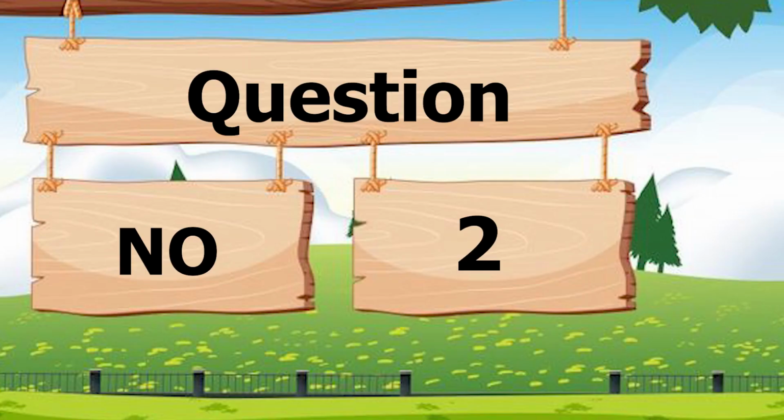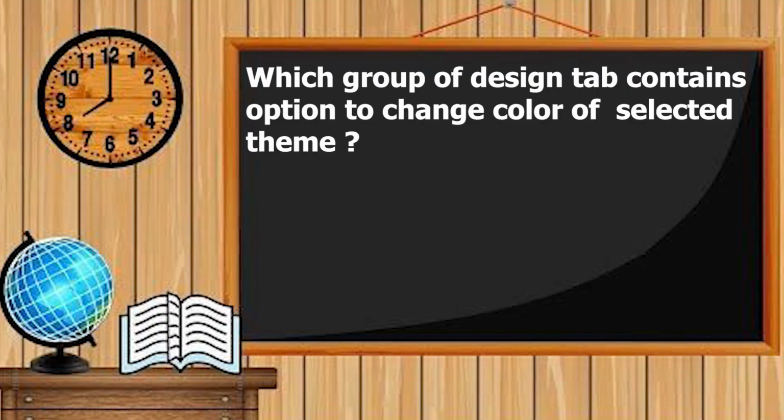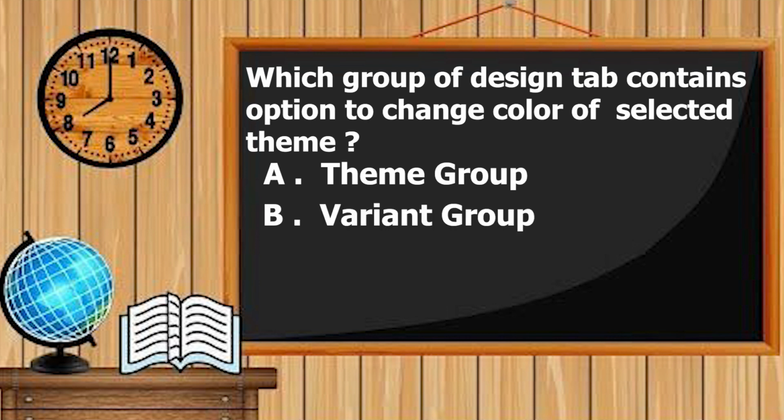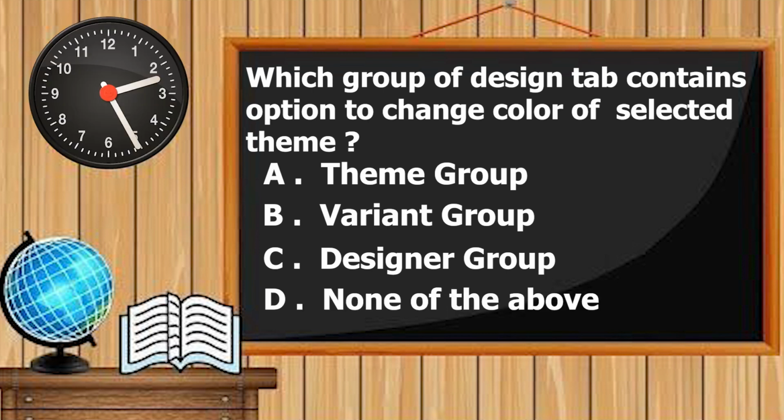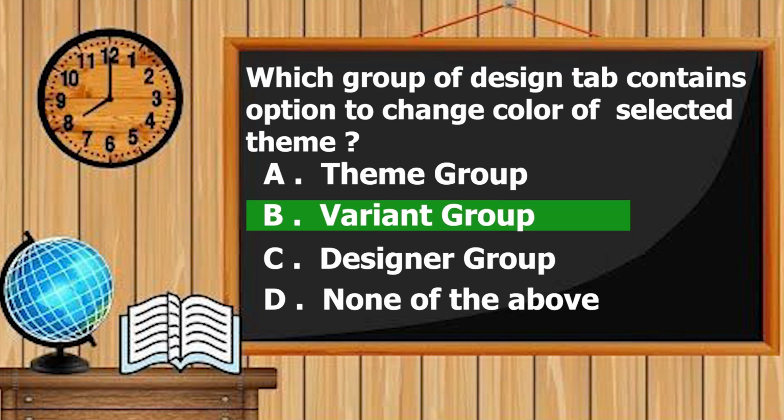Question 2. Which group of the Design tab contains the option to change the color of the selected theme? A. Theme group. B. Variant group. C. Designer group. D. None of the above. If your answer is B, then you are correct. The color palette is available in the variant group of the Design tab, like I mentioned earlier.